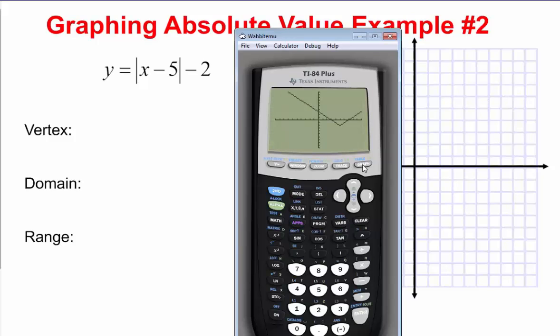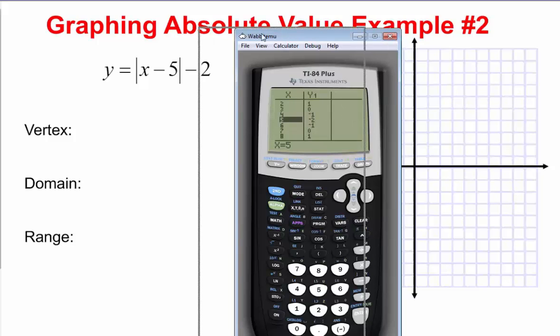So I can see that my vertex is going to be in the positive x values. So that will give me an idea of where to go in my table. So let's go to the table, go second, graph, to get my table. So now I know that my vertex is in the positive value, so I'm going to go down until I see a value where there's symmetrical y values. So I see that at x is equal to 5. If I arrow over, there's a negative 1 above it and a negative 1 below it. Those are the symmetrical values that we are looking for. So my vertex is going to be 5, negative 2.